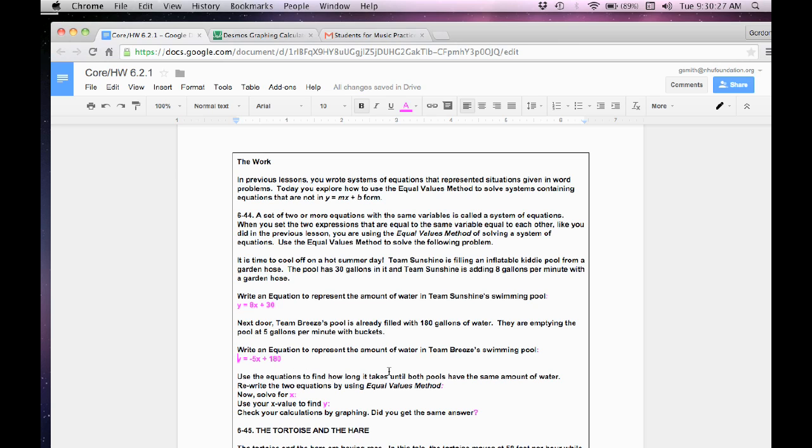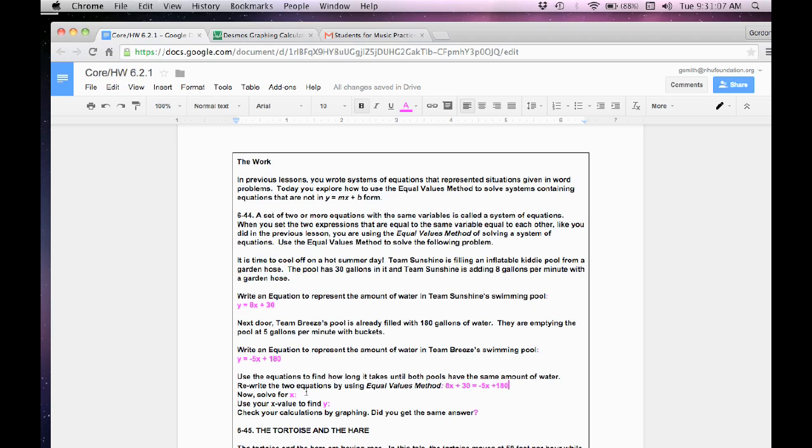Use the equations to find how long it takes until both pools have the same amount of water. So we're going to rewrite the two equations by using the equal values method. So basically, if y is equal to this, and y is also equal to this, then this will be equal to this at the moment when the two pools are equal. So we're going to write our equation. It'll be 8x plus 30 is equal to negative 5x plus 180.